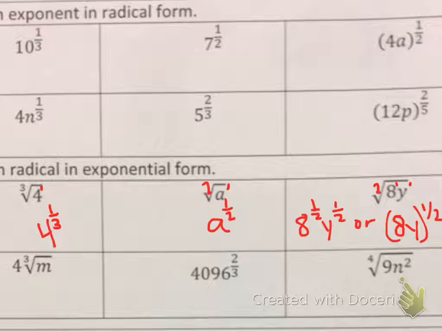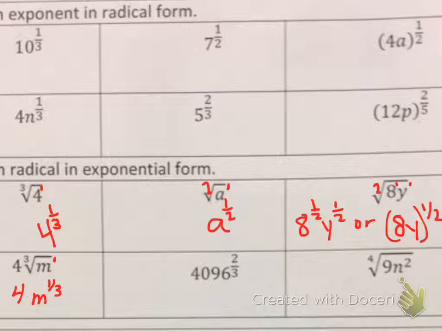Here's this 4 times the cube root of m. That 4 doesn't have a power on it at all. The power on it is 1. So then we're going to use the power on the m, which is a 1, and the crevice there, which is a 3, to get m to the 1/3 power. So 4 times m to the 1/3 power, but you don't have to show the times sign there.